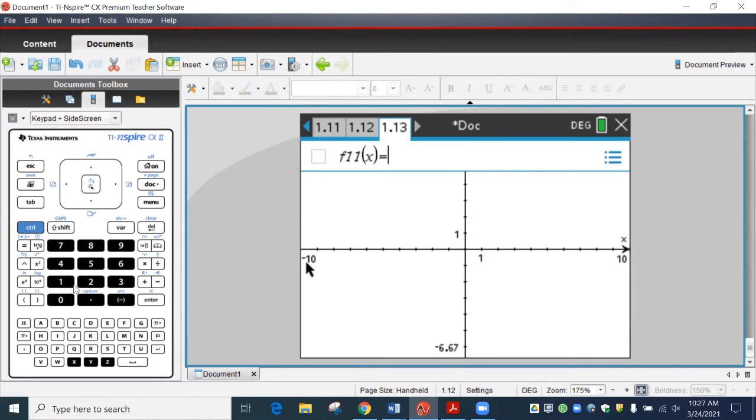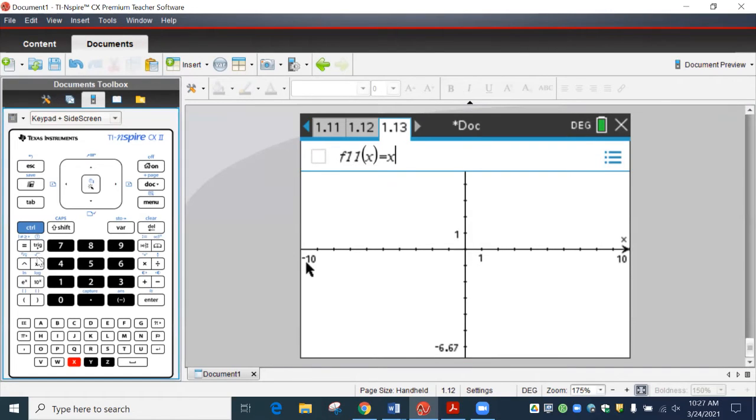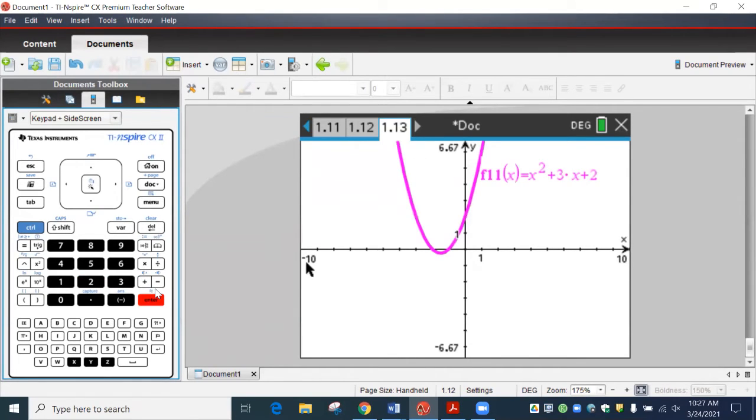All right. So we're going to type in number 1, x squared plus 3x plus 2. And just hit enter. And the answers are just where it touches the x-axis. That's it. Remember, anytime it touches the x-axis, we call these solutions. So those are my two solutions.